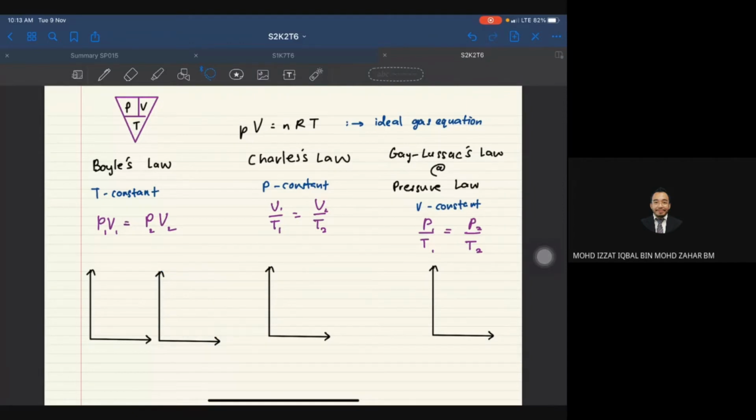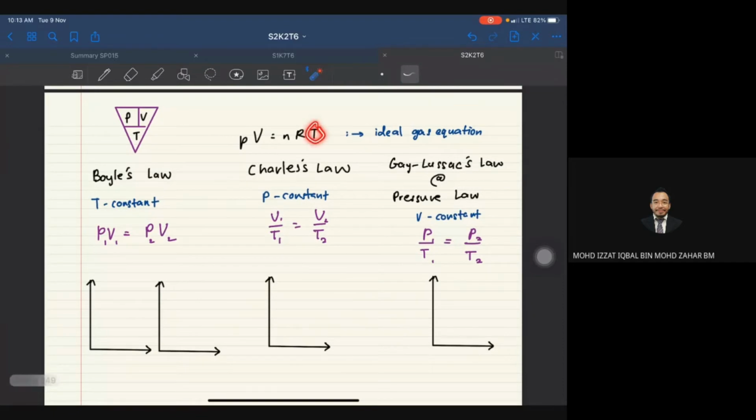Okay, for Boyle's law, the T is actually constant. So if T is constant, n and R are constant as well, so the whole thing over here is a constant. If I want to plot P and bring the V to the other side, let's say I plot P against 1 over V, then I will expect to have a straight line, right? Where the gradient will be nRT.